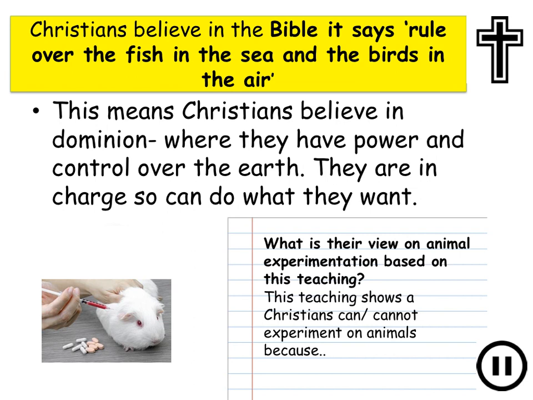The final one of the important rules that we're going to look at is the fact that in the Bible it says, "Rule over the fish in the sea and the birds in the sky." This means that Christians believe in the idea of dominion. They have power and control over the earth, and they are in charge so they can do what they want. I want you to use this teaching to tell me what Christians would think about the use of animals for experimentation. Pause the video now and answer that question using dominion as an idea.